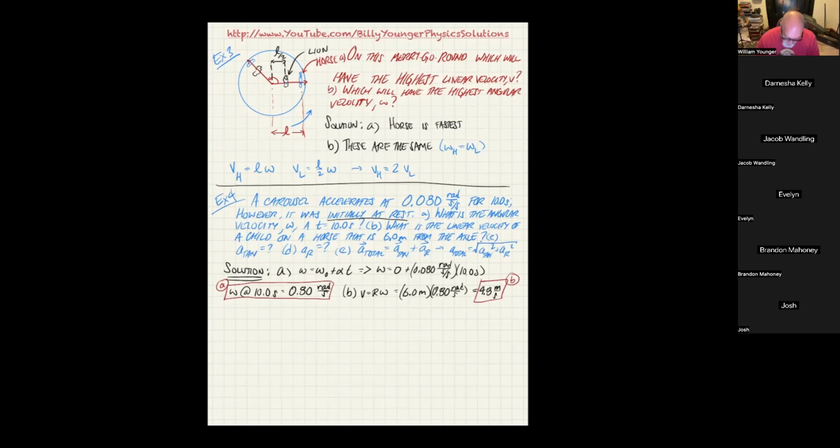Okay, so for part C, we want to know the tangential acceleration. When I said S equals R times theta, that gives me V is equal to R times omega, and then taking the derivative of that, I got A is equal to R times alpha. This alpha right here is your angular acceleration, in radians per second squared, or degrees per second squared, but this one right here is A tan.